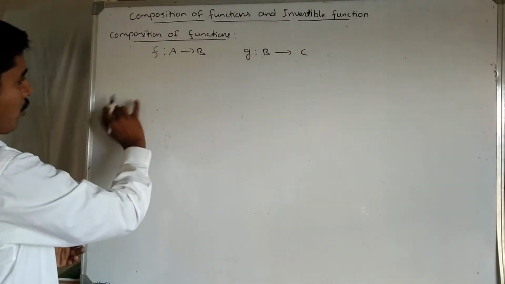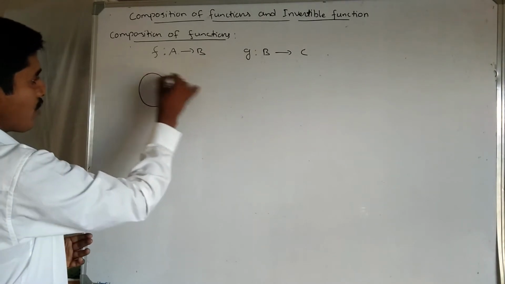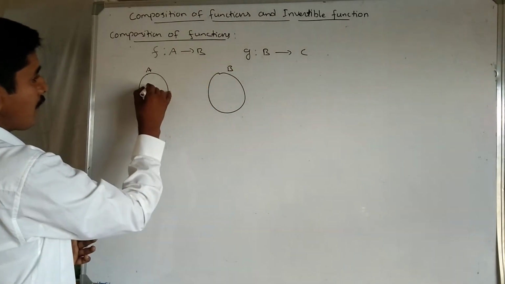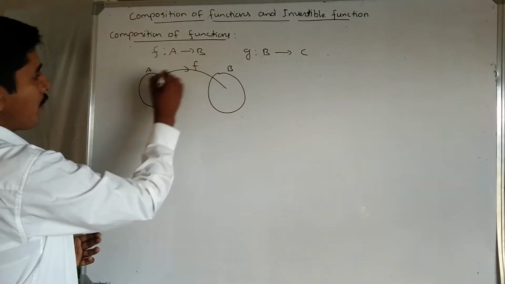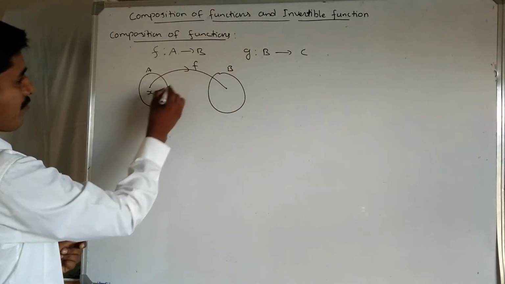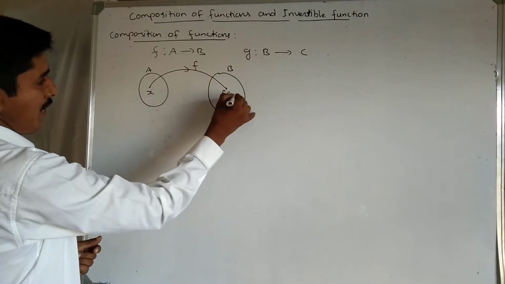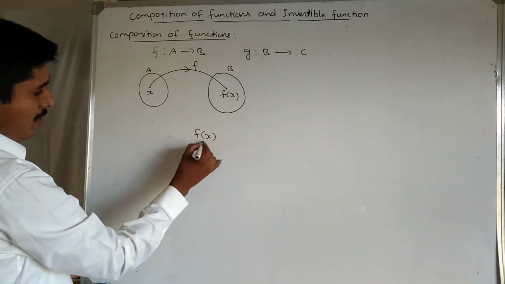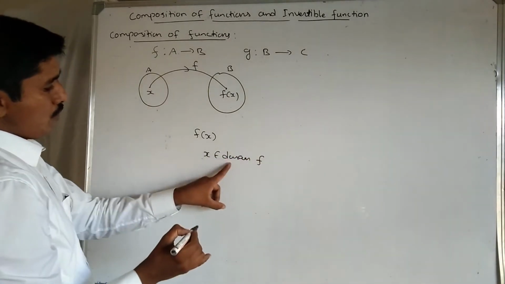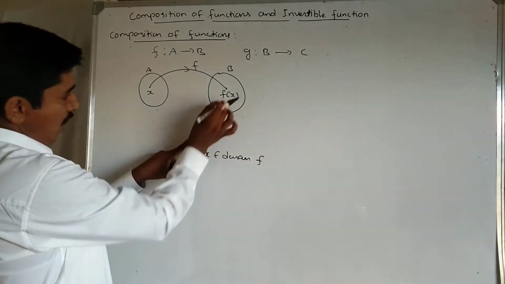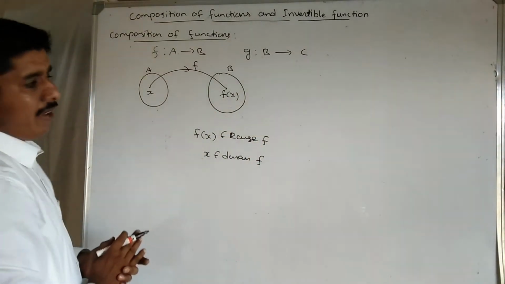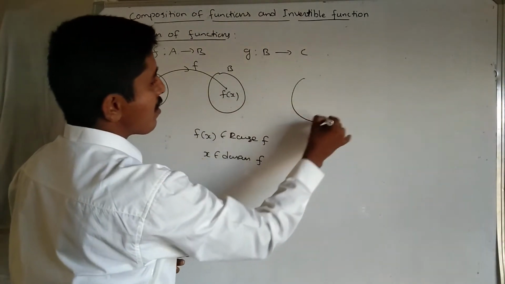Here f function from A to B means sets can be represented by closed curves. This is set A, this is set B. f is defined from set A to set B. Let us take a domain element x, its range element is of the form f of x. Here x belongs to the domain of f, and f of x is in the range of the f function. Next, I am taking another set C.